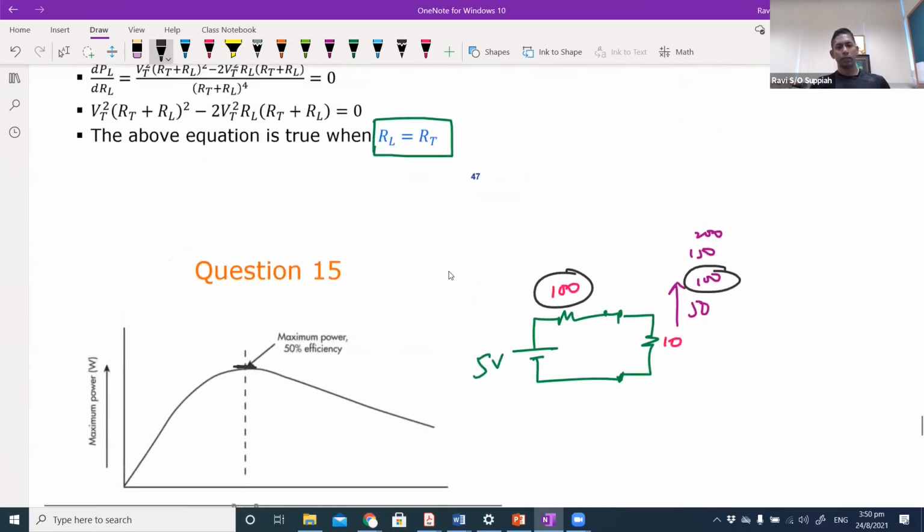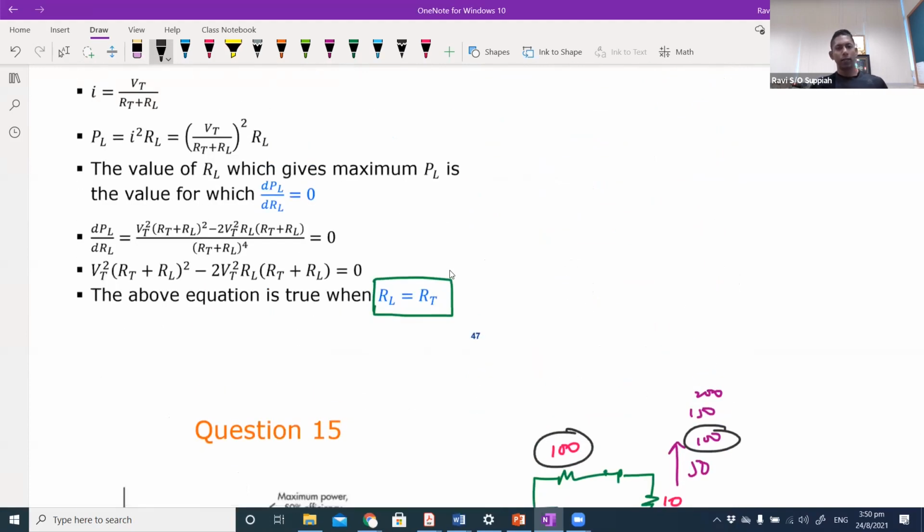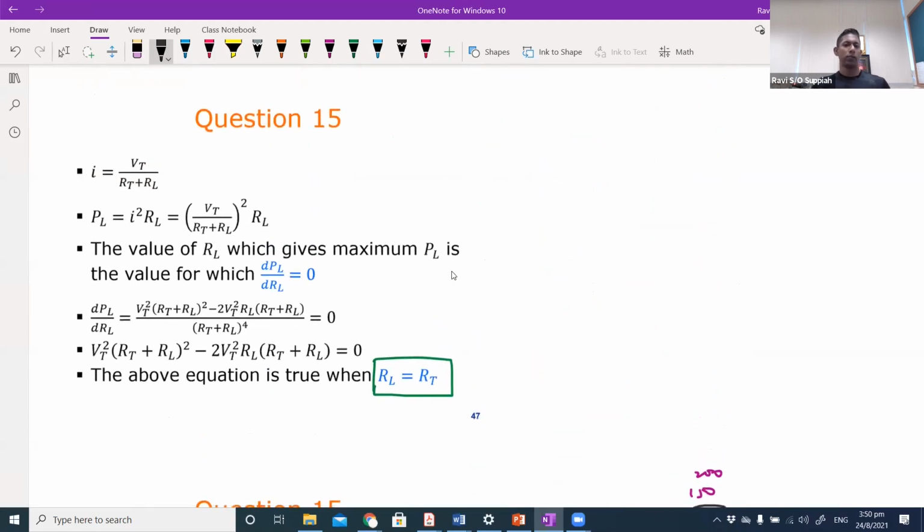Okay, so that is question 15. So again, the maths part, don't be too worried. It's just to give you the idea of how we go about doing it. So in maths, when you want to find maximum or minimum, we differentiate, and when we set it to 0, you can find the maximum or minimum based on the relationship between the two variables. So in this case, it is the power with respect to the resistance.